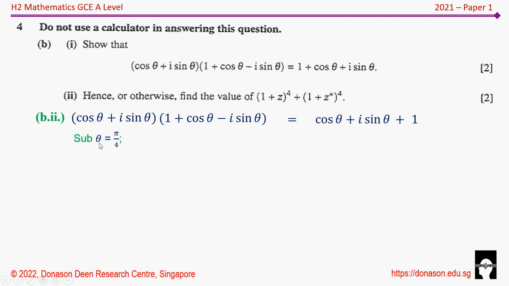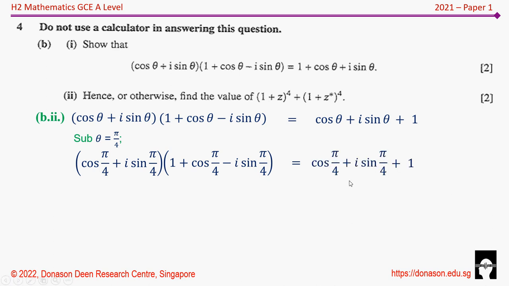So let us substitute theta equals pi over 4. When theta is equal to pi over 4, what does it become? This is going to become cos pi over 4 plus i sine pi over 4, and then we multiply this by 1 plus cosine, of course, since we are putting in theta as pi over 4, we get cos pi over 4 minus i sine pi over 4, right? And if I were to do the same thing on the right hand side, it's going to become cos pi over 4 plus i sine pi over 4 plus 1.